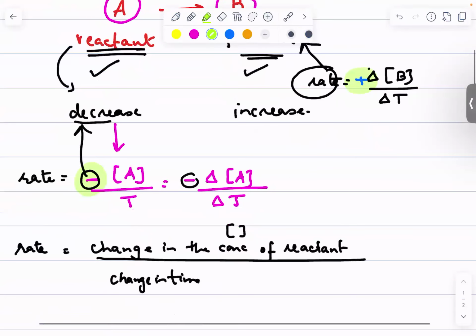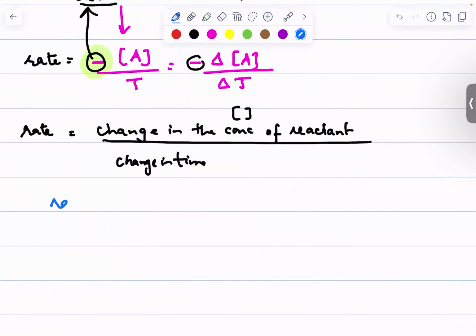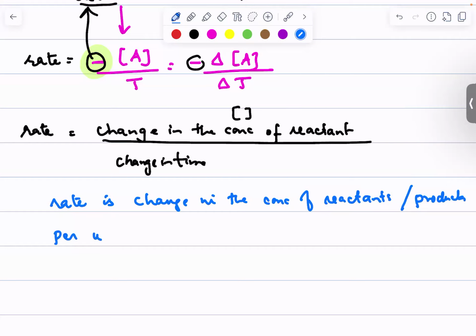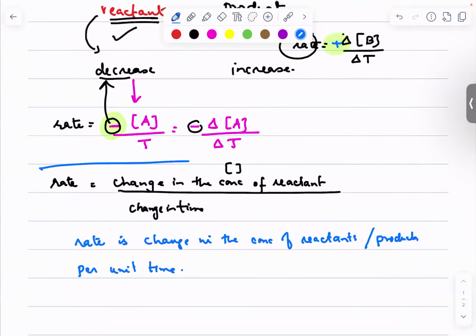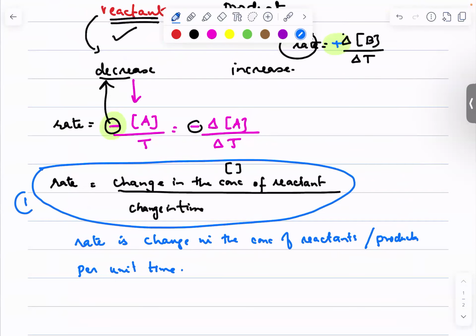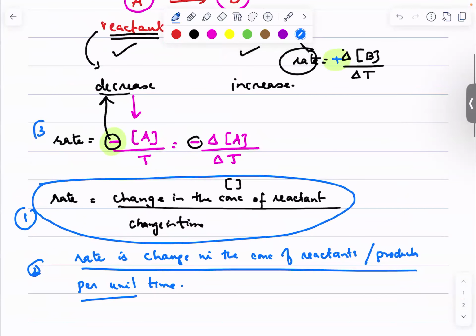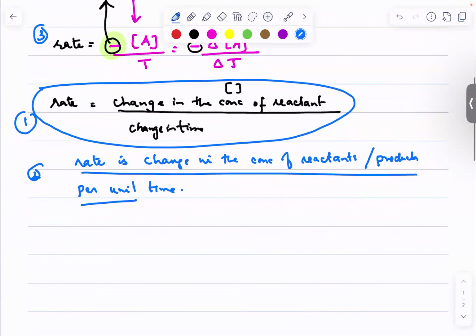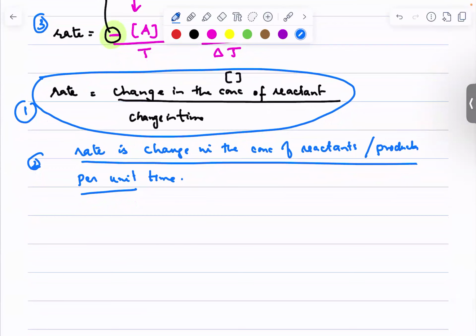No. All right. So I'm going to write rate is change in the concentration of reactants slash products per unit time. It's entirely up to you whether you want to represent it in this form, or in this form, number two, or whether you want to write in this form. It's entirely up to you. Is it clear? Good. All right. Now I'm going to show you the graphical representation.